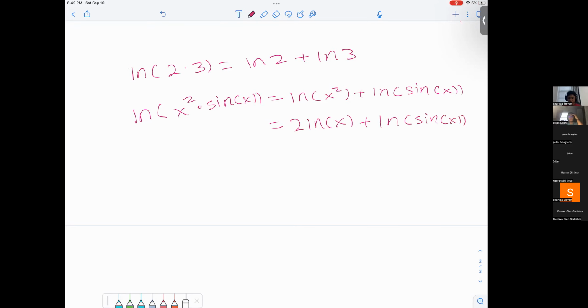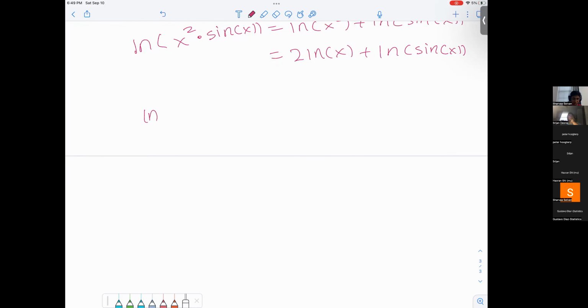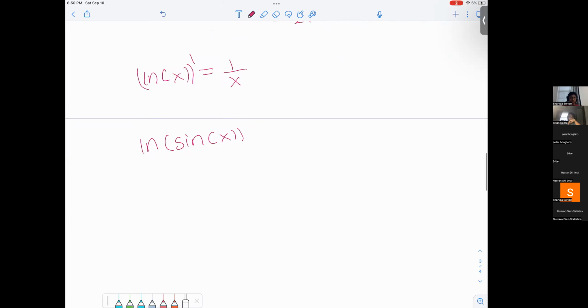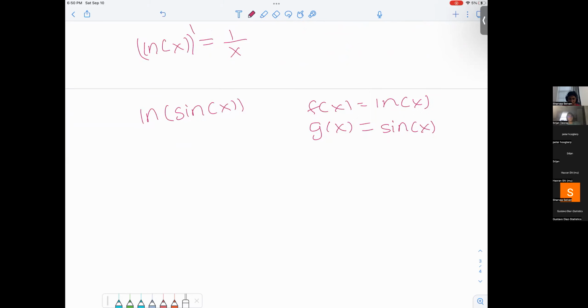But how does this actually help us? Well, when it comes to derivatives, we need to know first that the derivative of ln of x is equal to 1 over x. In other words, say we want the derivative of ln of sine of x. Well, this becomes our chain rule, right? The outer function f of x equals ln of x, and our inside function g of x is equal to sine of x. Now, if we move on, and now if we try the chain rule, remember what we said.